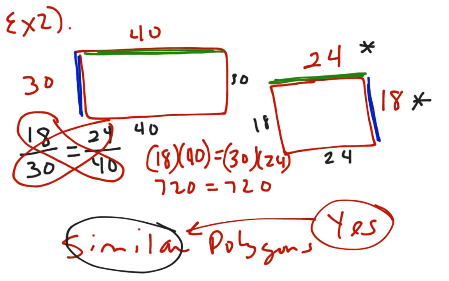They are similar. The other way to do this is to simplify the fractions. So if I divide by 6 over 6, I get 3/5. If I divide by 8 over 8, I get 3/5 as well. So 2 different ways to check to see that these 2 rectangles are similar.